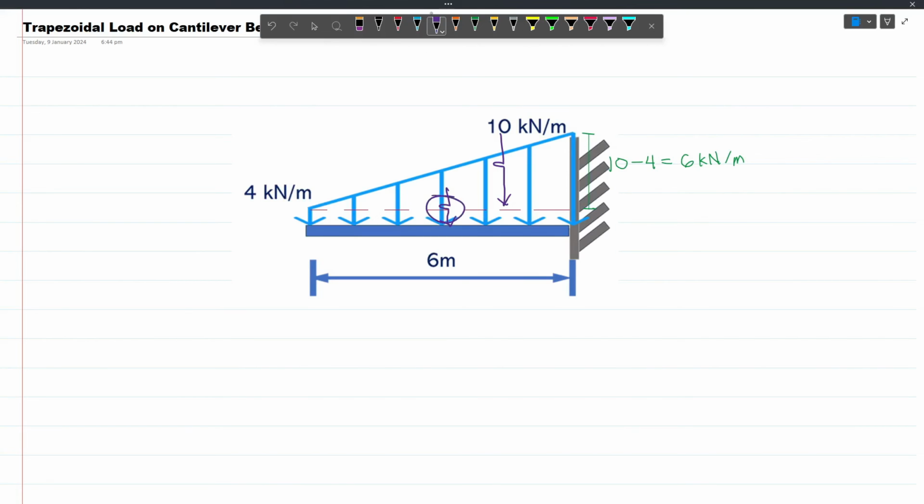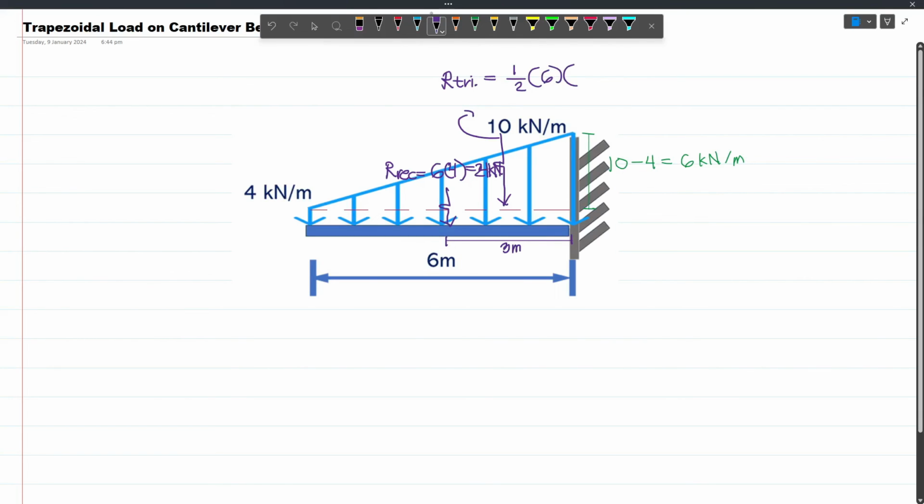Now sir, what is this resultant? Let's say the resultant of the rectangle will be the base, which is 6, times 4. And so this will be 24 kN. And then this distance will be half of 6, and so this is 3 meters. And then the resultant of the triangle will be the area of the triangle, so that's 1/2 times the base, which is 6 meters, multiplied by the height, which is 6 kN per m. So times 6, and this will be 18 kN.